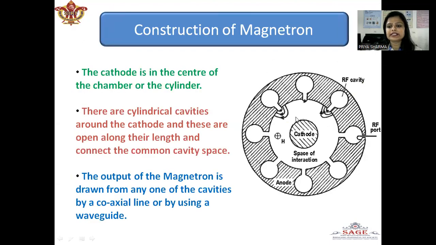So this is the basic diagram of a magnetron. It is an 8-cavity magnetron. As you can see, there are 8 slots. The center portion is the cathode, and then we have the anode with the slots. The cathode is in the center of the chamber. There are cylindrical cavities around the cathode, and these are open along their length and connect to the common cavity space. The output of the magnetron is drawn from any one of the cavities by a coaxial line or by using a waveguide. Like in this, we have taken the output from here.